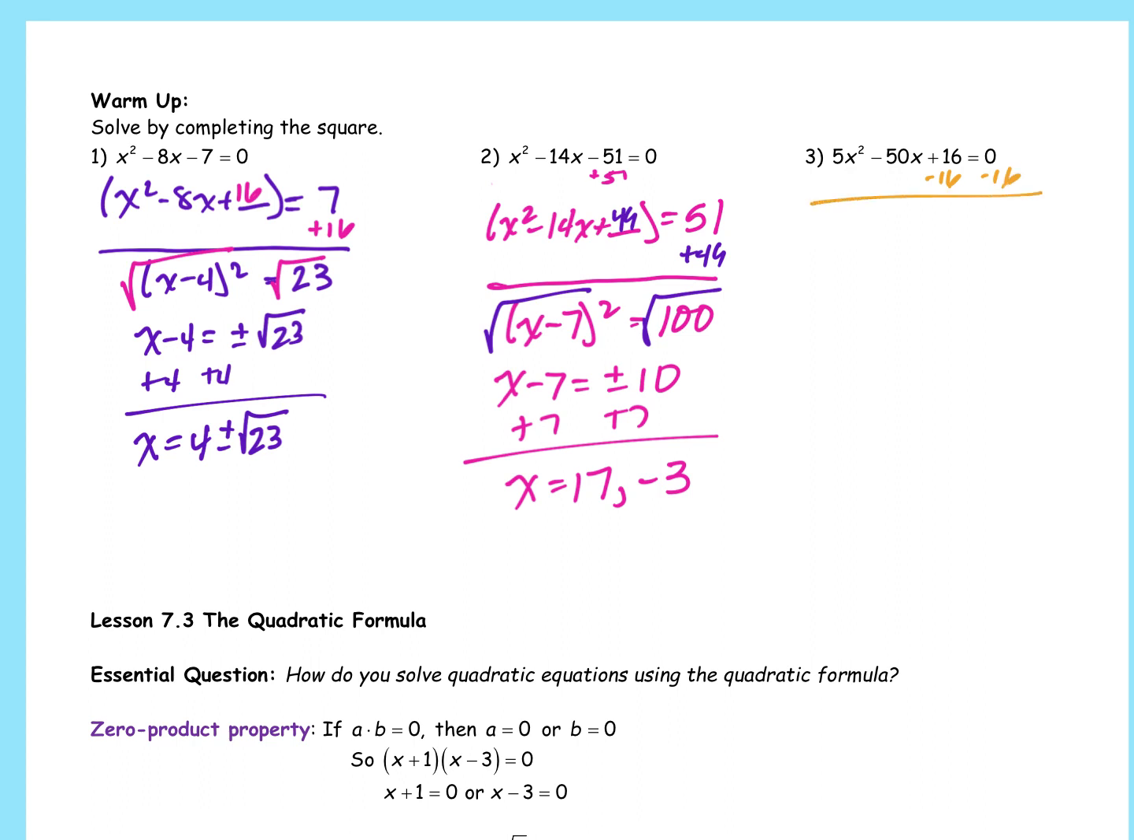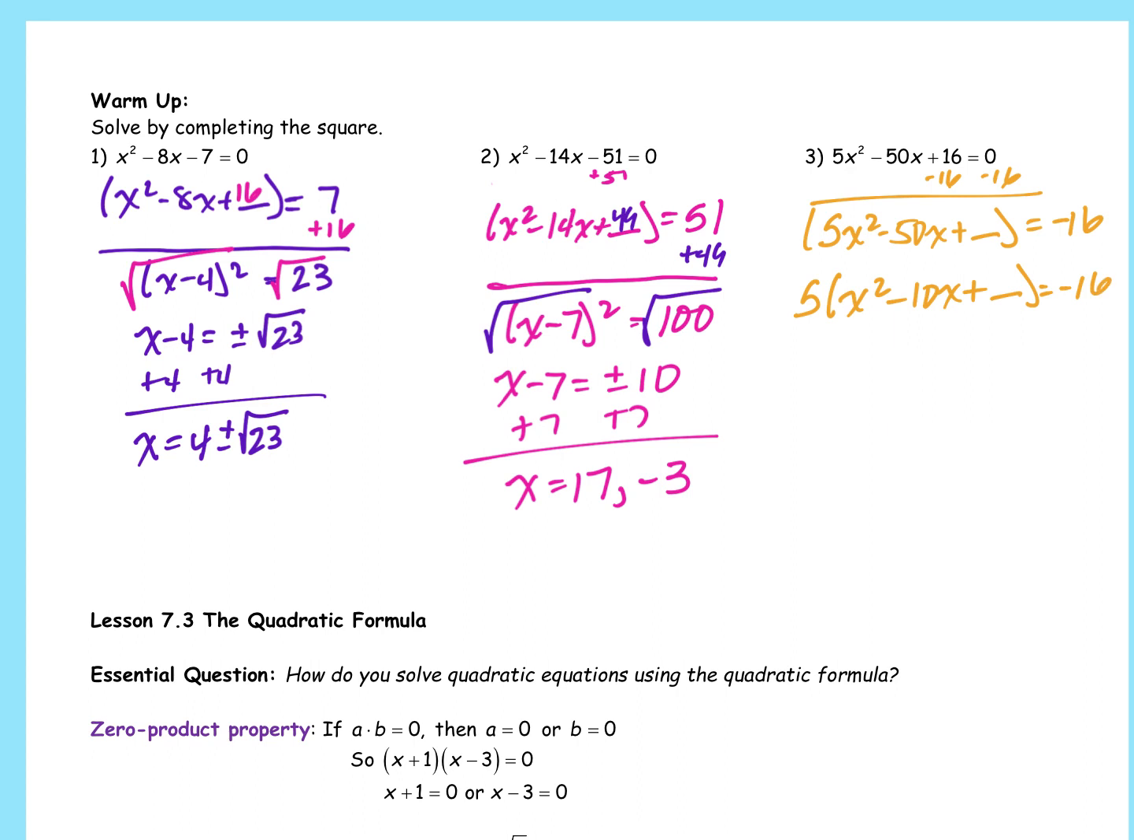And then on this one, still going to subtract 16. And I'm going to get 5x squared minus 50x plus some number equals negative 16. And before I can actually complete the square, I have to have an x squared by itself. So I'm going to factor out a 5. So I take a 5 out, and I get x squared minus 10x plus some number, which I factored 5 out of, right? I just don't know what that number is.